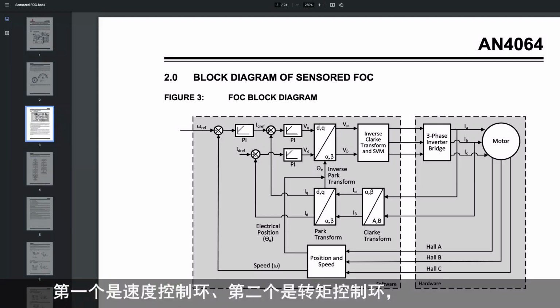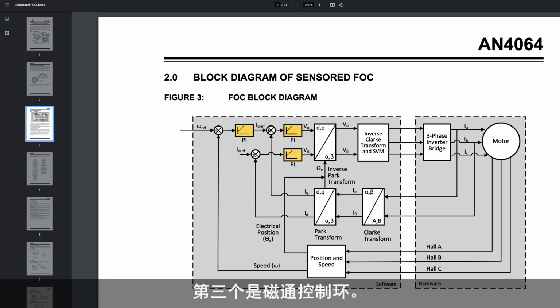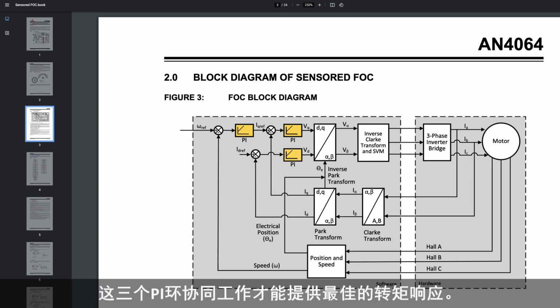Hi Ulysses, that's a very good question. We have been asked about this several times, so I'm glad I'm talking about it in this video. Speed control in FOC basically comprises three PI loops. The first is the speed control loop, the second is the torque control loop, and the third is the magnetizing flux control loop. All these PI loops work together in tandem to give the best torque response.